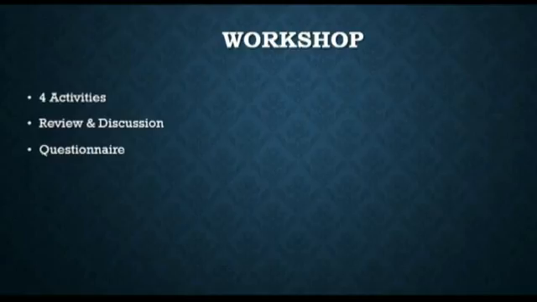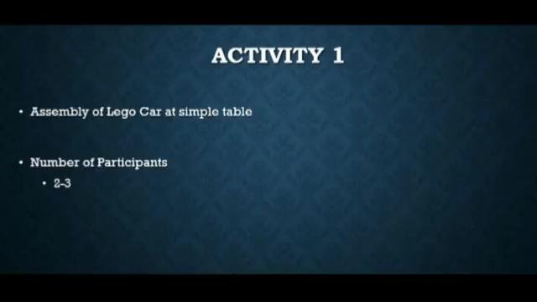There will be four activities performed in the workshop, then a review and discussion, and at the end a questionnaire will be distributed among participants to get feedback about the workshop. In the first activity, participants will be given product parts and tools on a simple table to assemble the product. The parts will be placed on the table randomly, and two to three participants will take part in assembling one product. There will be a video shown at the end of this video. You can see the first activity.